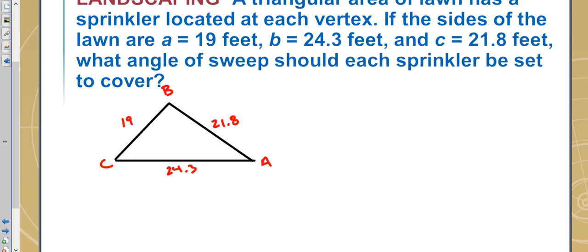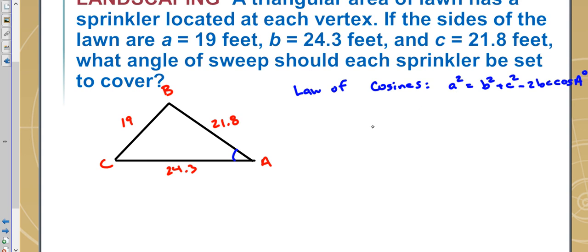Let's find angle A first. If I want to use angle A, I'm going to use the law of cosines because I have side, side, side. And again, that law of cosines says that A squared is equal to B squared plus C squared, so like the Pythagorean theorem, but minus 2BC cos of A. So I'm going to use that formula there.